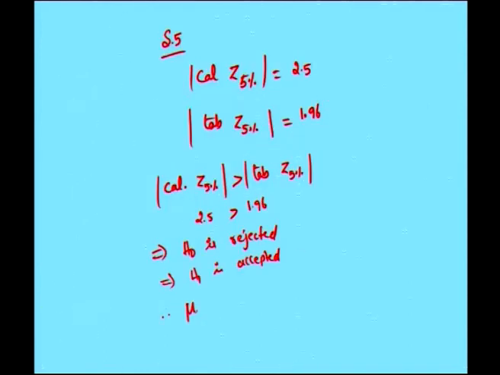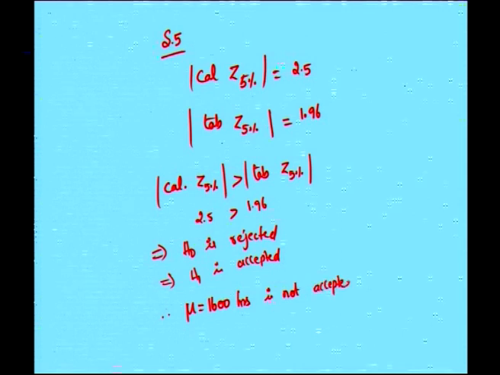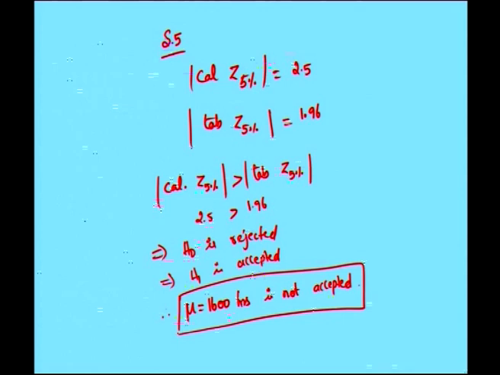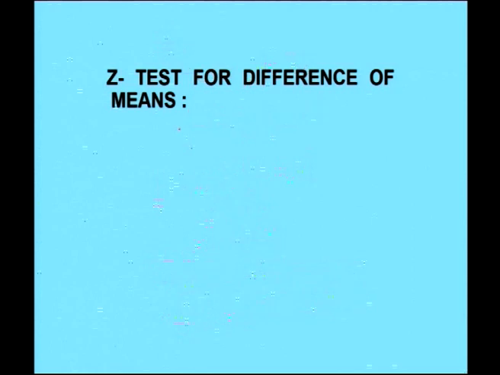Therefore, mu is equal to 1600 hours is not accepted, or it is rejected. This is the conclusion or the inference we can draw from this particular case of large sample test of significance. Next test is a Z test for difference of means.